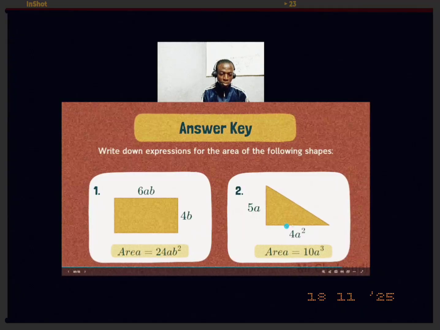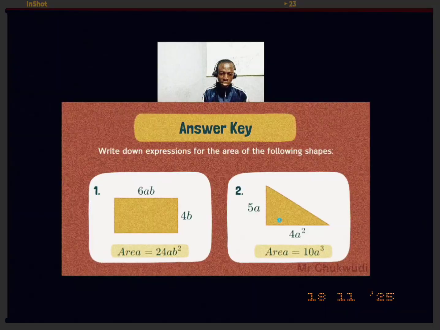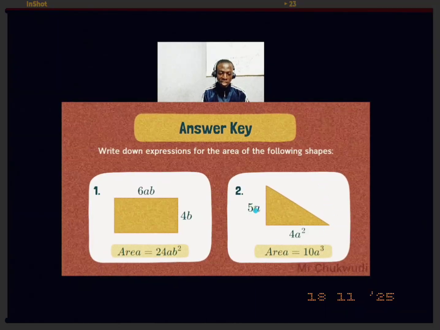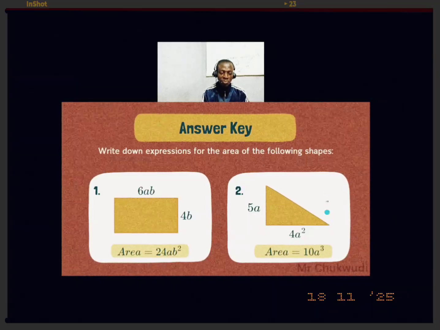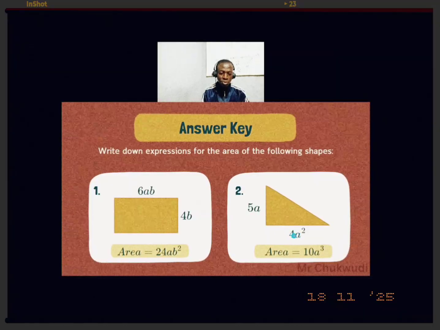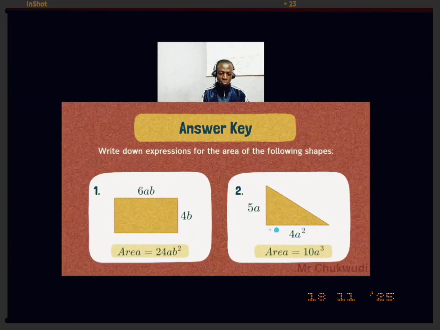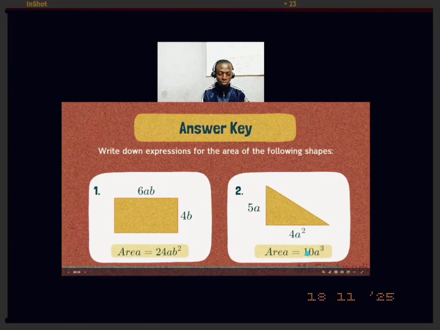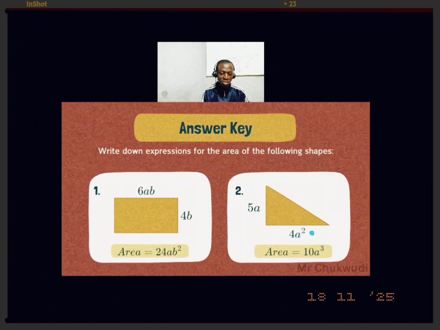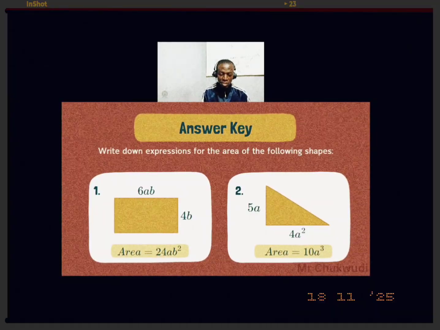Now this shape is called a triangular shape, and the formula used in calculating area of a triangle is half base times height. This is the height and this is the base. So when we multiply these two numbers, 5 times 4, that is 20, we divide it by 2 because we are going to take half of the number. So half of 20 is 10. And by the time we multiply the variable a, this is a raised to the power 2, that means a times a times a. So this will give us a raised to the power of 3.